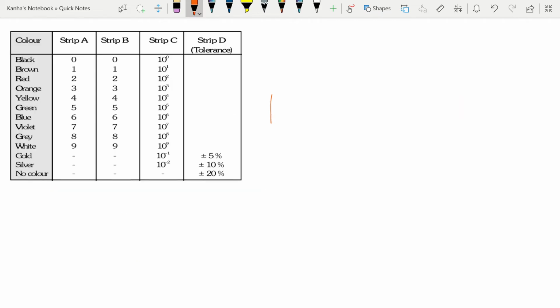On a resistor, you will find 4 rings in total, 3 like this and 1 at the end. The first strip is known as strip A, the second strip is known as strip B, the third strip is known as strip C, and then D. The first two strips tell you about the first two significant figures. The third strip tells you the decimal multiplier, and the fourth strip gives you the tolerance. So you need to memorize these things somehow. You can use different mnemonics.